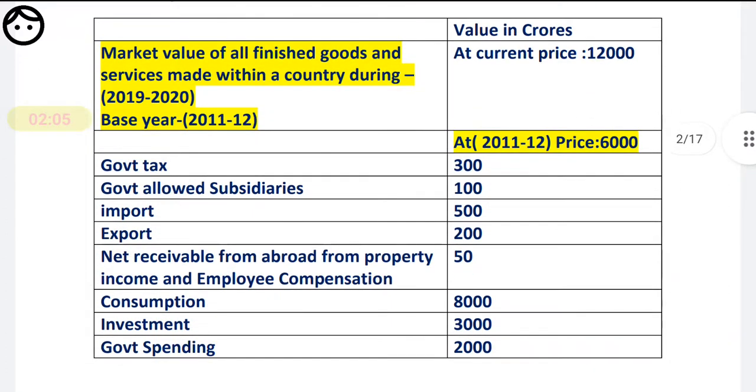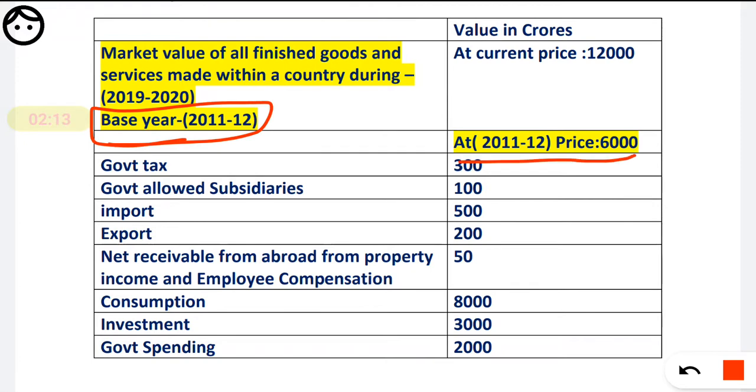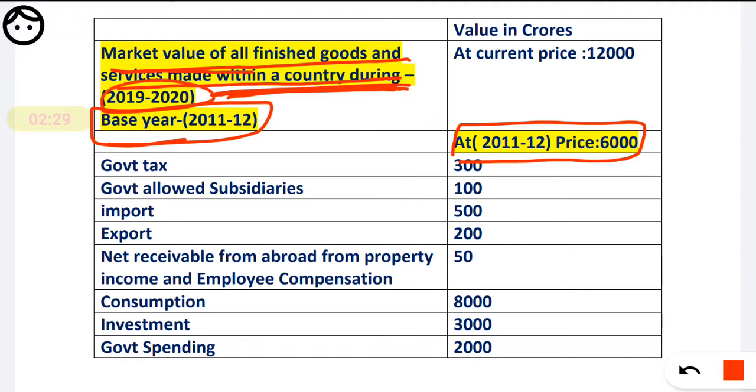So see in the data what they have given. They have given the base year as 2011-12, and for that the GDP value they have given is 6,000. That means the market value of all the final goods and services produced within the territory, that is within the boundary of a country, during the year 1920. They have given 12,000 at a current price, and for the base price they have given 6,000. That means this is the GDP at a constant price. So 6,000 will be our answer.